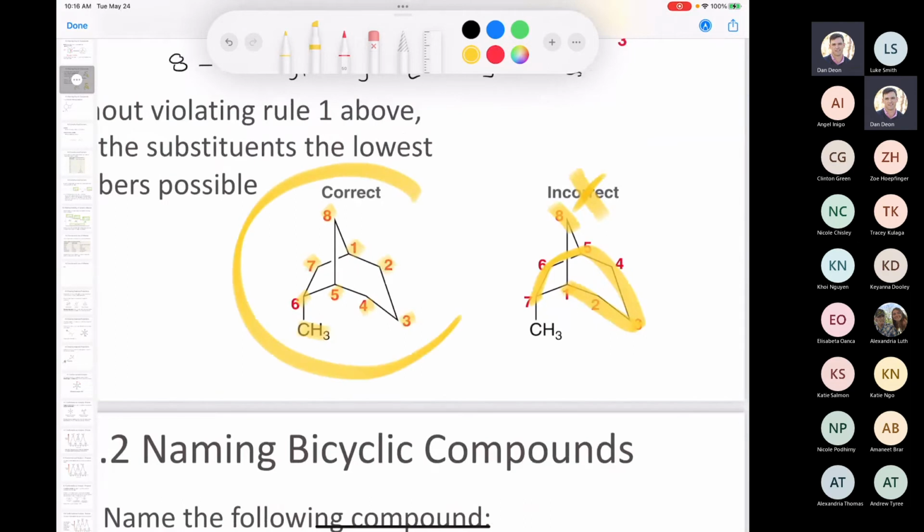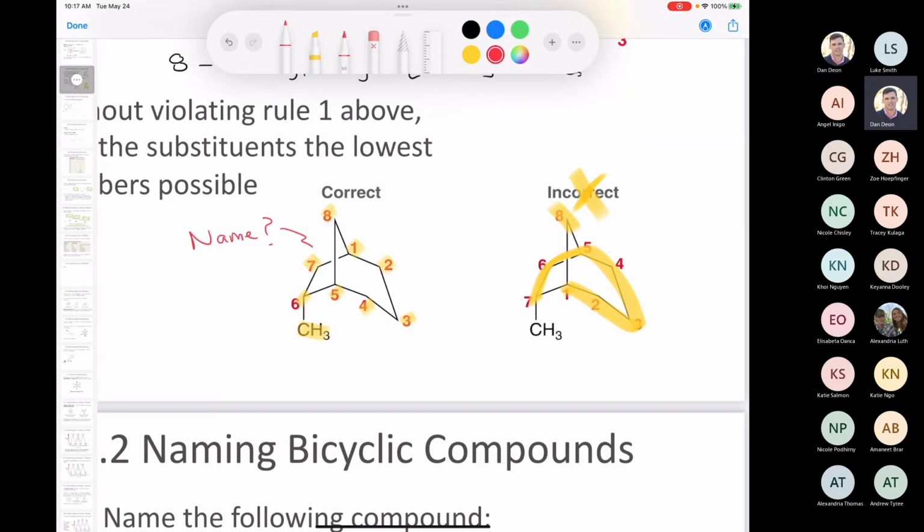Could anybody provide a name for this compound? I'll give you a second to think about it. So this is some kind of 6-methyl bicyclo something. And I know it would take a long time to type it, so I'll give you a second. Okay, I see that Luke's got a name.